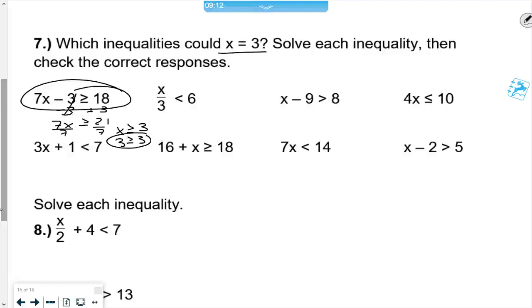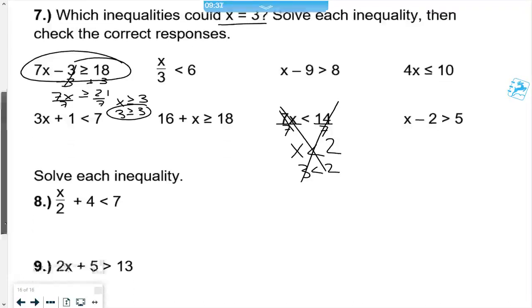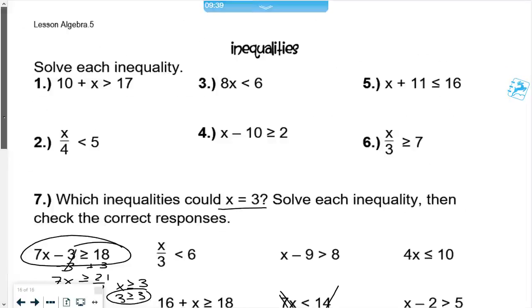Now let's come down and look at one over here. 7x is less than 14. To get rid of this, I'm going to divide by 7, and divide by 7. So that cancels out, and I have x is less than 14 divided by 7, which is 2. If I fill in my 3, is 3 less than 2? No. So that one would not work. I'm trying to find the ones where 3 would work. When you get down to 8, 9, and 10, it's 2 parts.